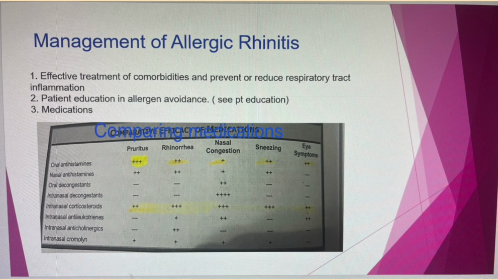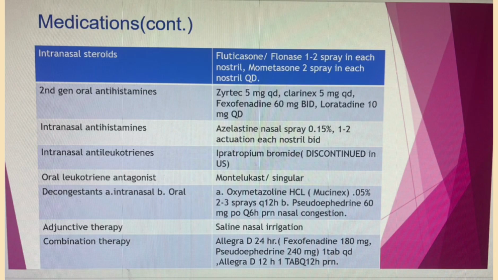Then we see intranasal anticholinergic that only relieves rhinorrhea. Why is this table important? Because suppose a patient comes with all other symptoms except rhinorrhea, and the intranasal anticholinergic, which only relieves rhinorrhea, is prescribed, the patient is going to come back with all the other symptoms because other symptoms are not controlled by this medication. Then you can see decongestants, oral and intranasal. Intranasal has 4 pluses, which relieves nasal congestion more than oral decongestants. Medications in detail.